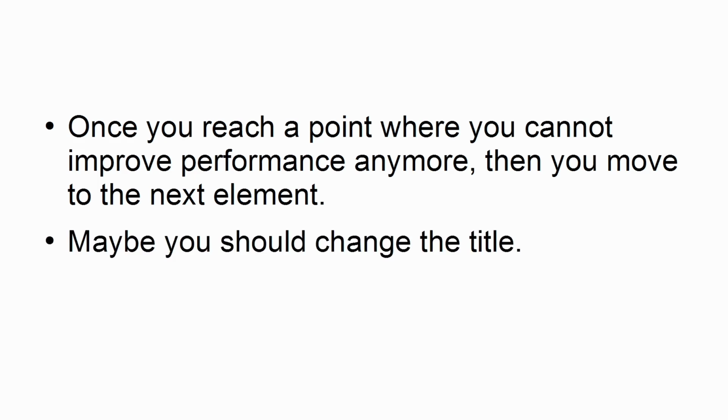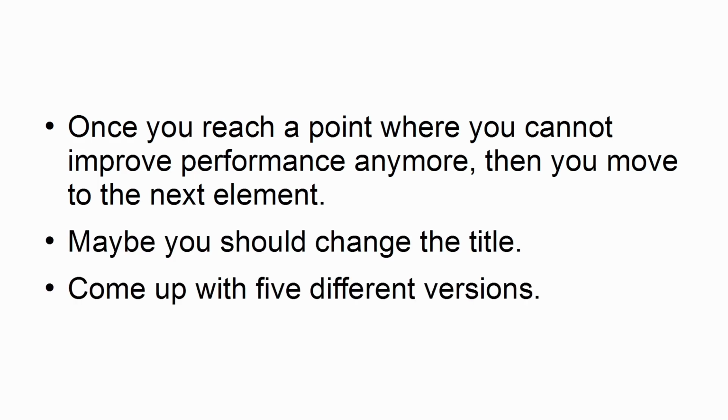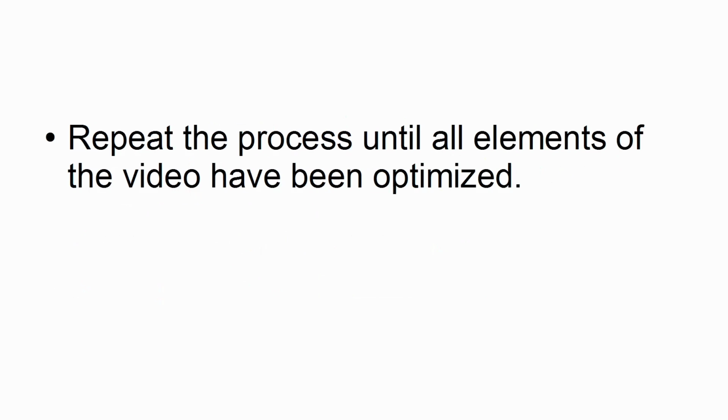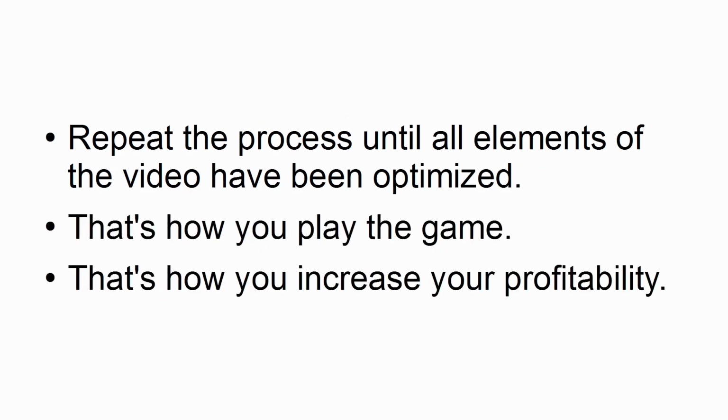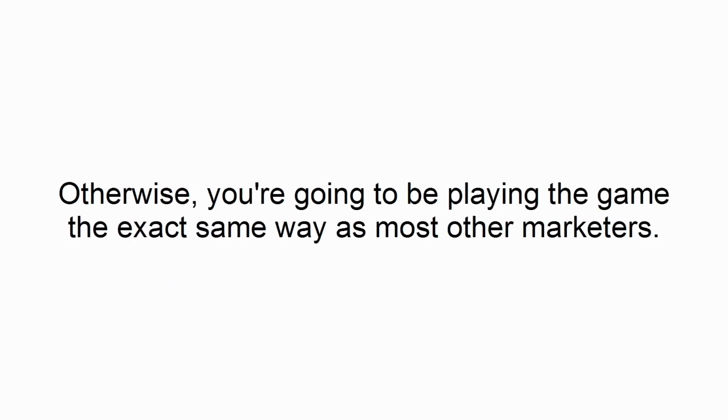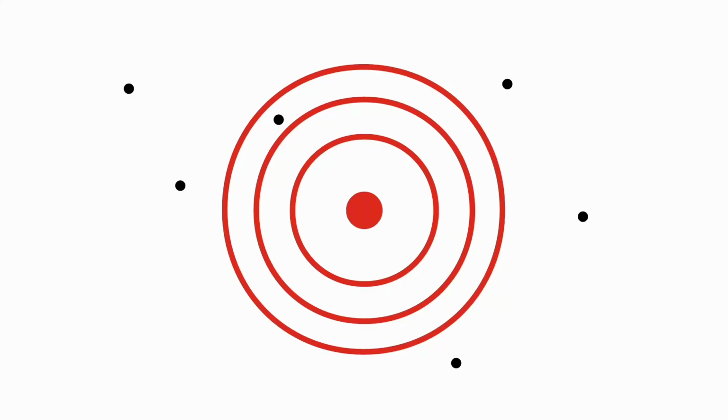Maybe you should change the title. Come up with 5 different versions. Repeat the process until all elements of the video have been optimized. That's how you play the game. That's how you increase your profitability. Otherwise, you're going to be playing the game the exact same way as most other marketers. How do they do it? They just take shots in the dark. Last time I checked, that's a lousy way to get a bullseye.